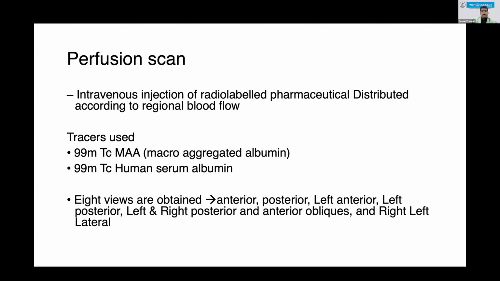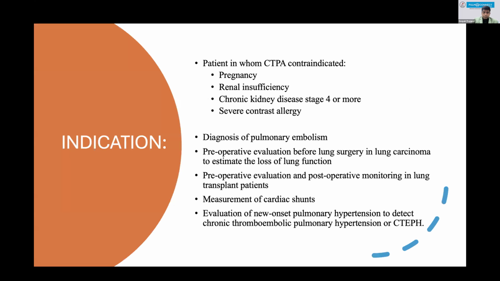So there are basically 8 views which we obtain in the ventilation perfusion study: the anterior, the posterior view, left anterior and the left posterior view, left and right posterior and anterior oblique views, and the right and left lateral view. So these are the 8 images we are getting in the perfusion study.